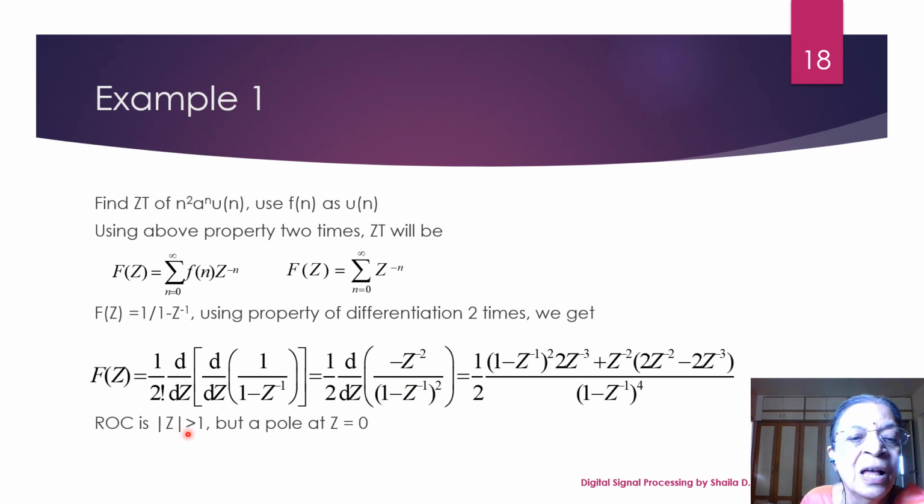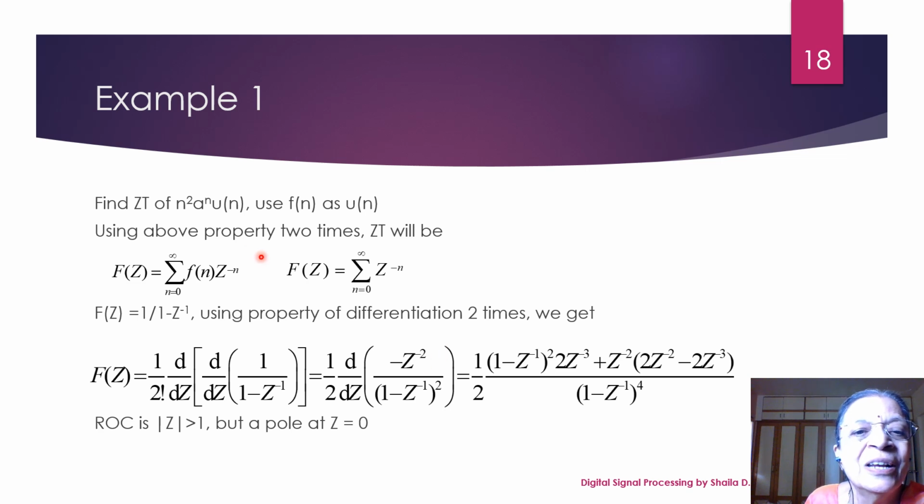Now, in this case, the ROC is mod z greater than 1, but a pole is introduced at z equal to 0 because there is an additional z raised to minus 5 term appearing in the numerator. So, it will give rise to an additional z term in the denominator, right? So, in this case, I am considering a equal to 1. I am not considering a, for simplifying the situation.